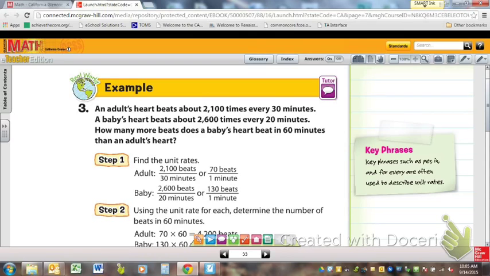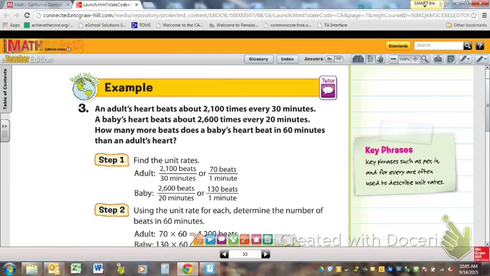So the first thing you want to do is find how many beats per minute the adult heart beats and the baby heart beats. So adult was 2,100 times every 30 minutes. We can reduce that to 70 beats in 1 minute. A baby was 2,600 in 20.